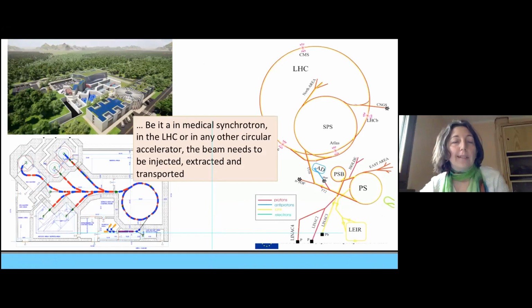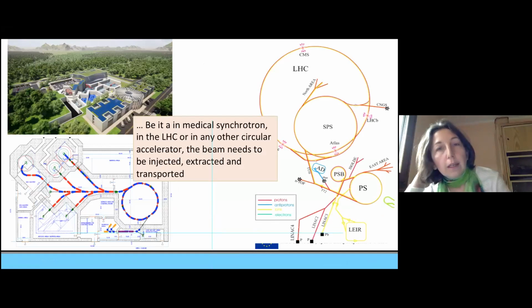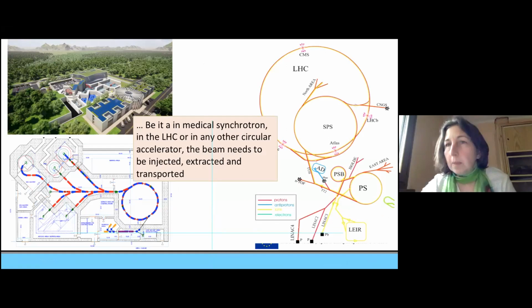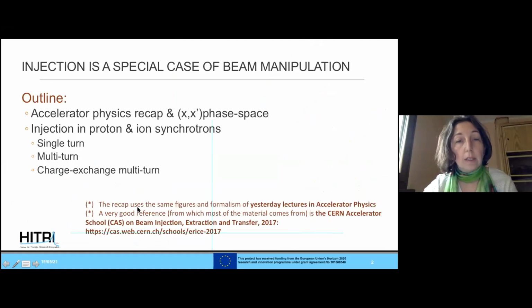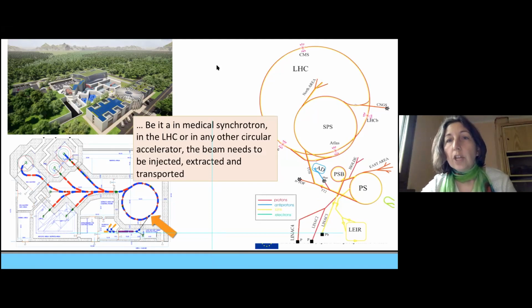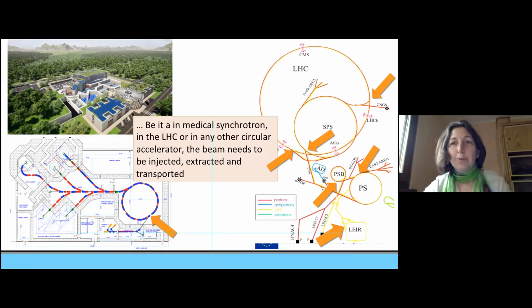Well, whenever you have an accelerator, a circular machine or so, you need to inject beams in it. So be it a medical facility, and this is the planned CIS facility that we are going to build also with the help of HITRIplus. Be it the LHC, which is the big one, and the rings of the complex. So injection in our machine is here. Injection at CERN is done here. Okay, so quite a lot of places where you can have injection, different kinds of injection.